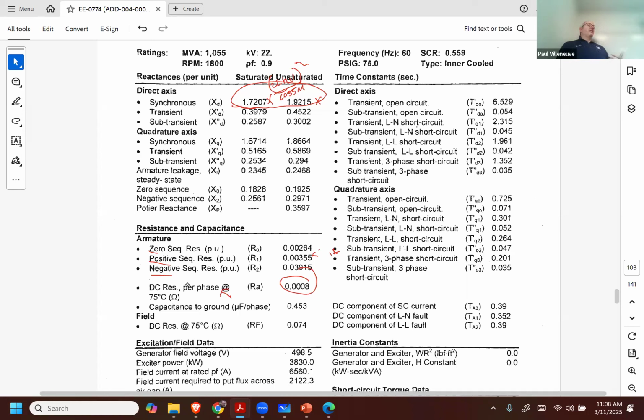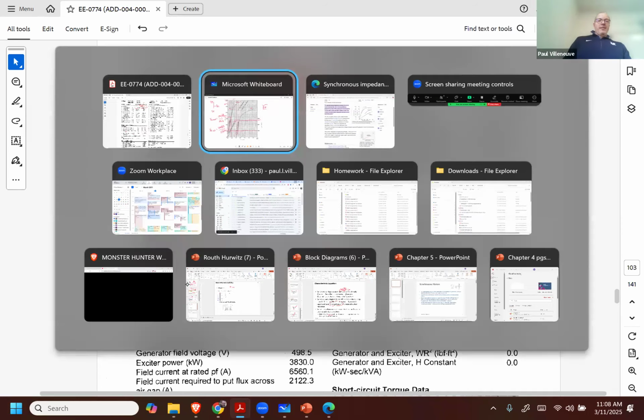So they keep a lot of this information handy, and it's harder and harder to get information for something like a small gas turbine. Those aren't always available to you, so I was able to scrounge this up pretty well. Yes, sir. So what would you say, solve for X_S directly using R_A?